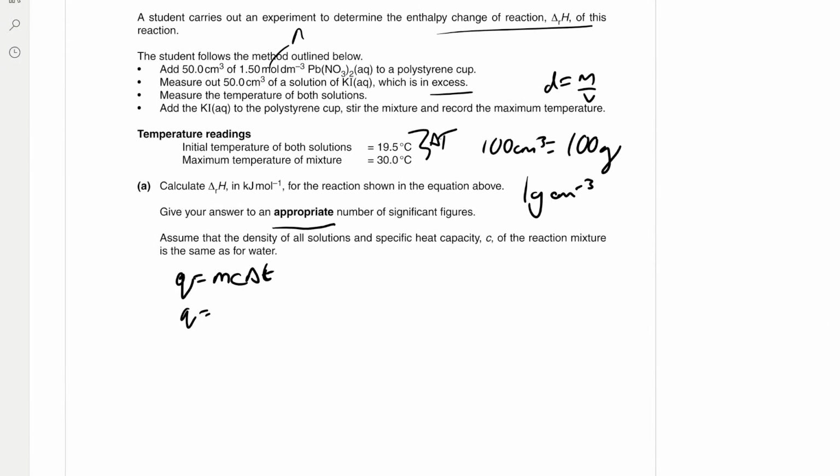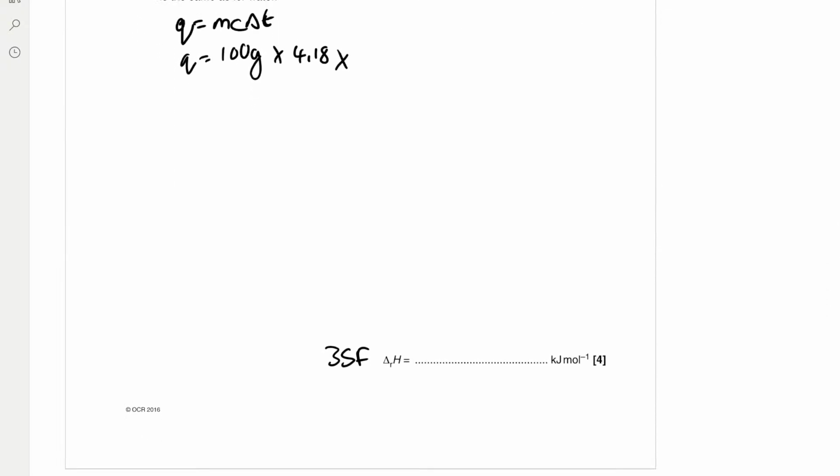But essentially, your mass is your volume, so that's 100 grams, times by c, which is 4.18, the specific heat capacity of water, times by delta T, which is our change in temperature. So for that we need to do 30 minus 19.5. Straight away, this is where we need to think: our temperature has increased, it's become greater. So it must be an exothermic reaction because exothermic reactions release energy to their surroundings. That means that we must have a negative enthalpy change of reaction.